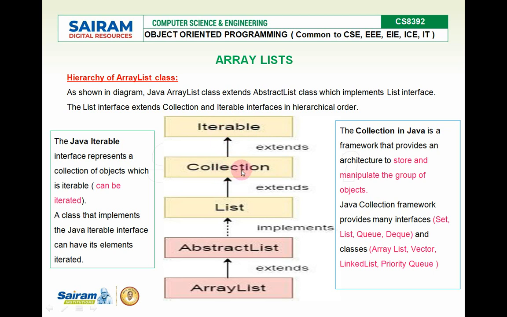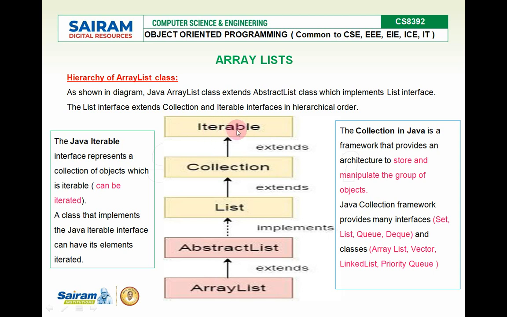What is Collection? By the name itself, it is a group of objects, used for doing many operations. The definition: Collection in the Java framework provides an architecture to store and manipulate a group of objects, and it provides many interfaces like Set, List, Queue, Deque. One such interface is List, and it provides classes like ArrayList, Vector, LinkedList, PriorityQueue. So in Collection we have interfaces like List, Set, Queue, Deque, and classes like ArrayList, Vector, LinkedList, PriorityQueue, etc.